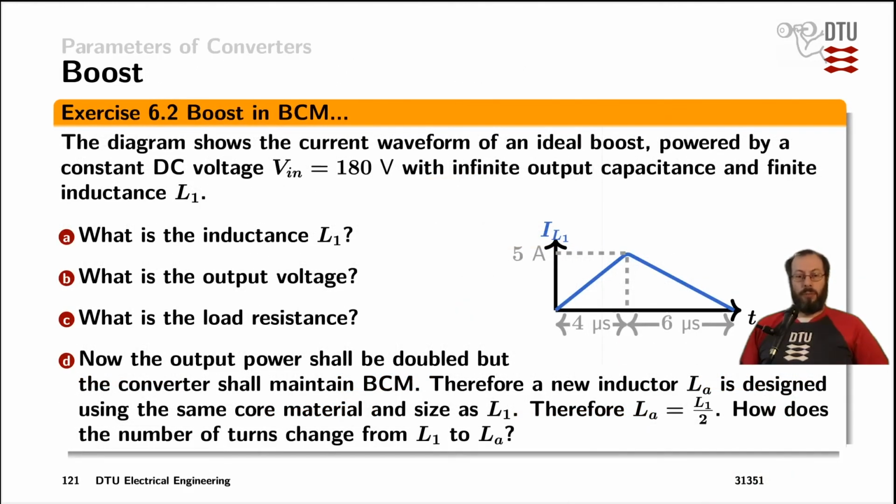And here one more simplified converter, in this case a boost converter, in boundary conduction mode. We know that the input voltage is 180 volts, and furthermore, we have the current waveform through the inductor. From only those two pieces of information, you can derive the inductance, the output voltage, and the load resistance. And now for that operating point, you're supposed to redesign the converter to operate at twice the output power, but still remain in boundary conduction mode. What does that mean for the turns of the inductor?